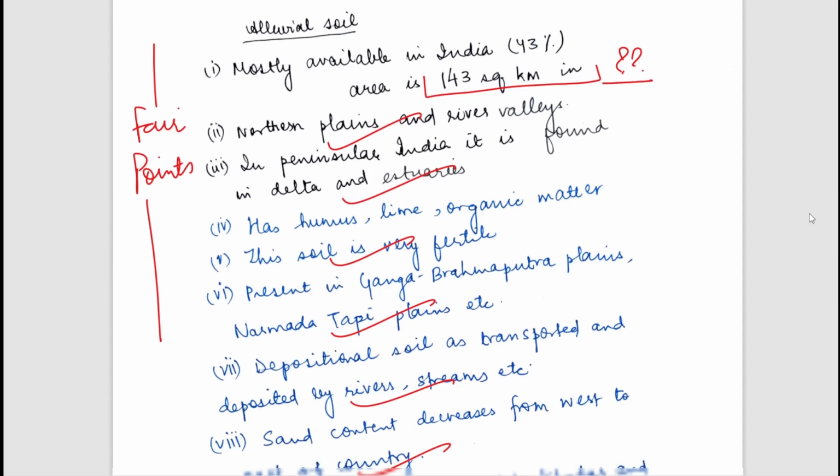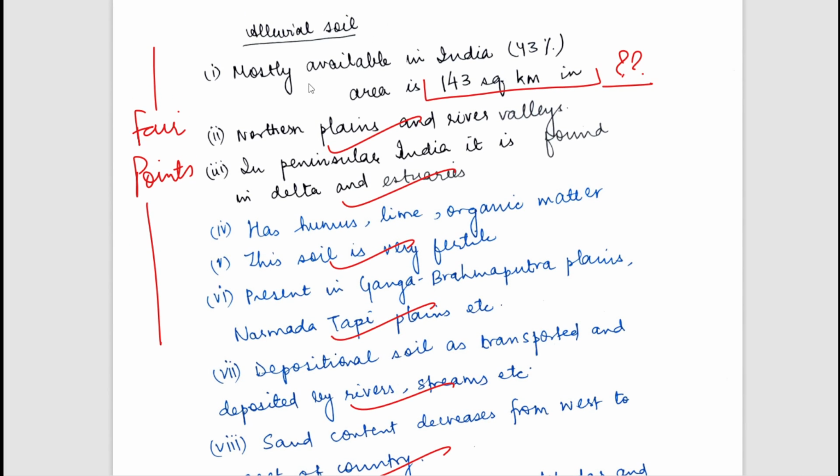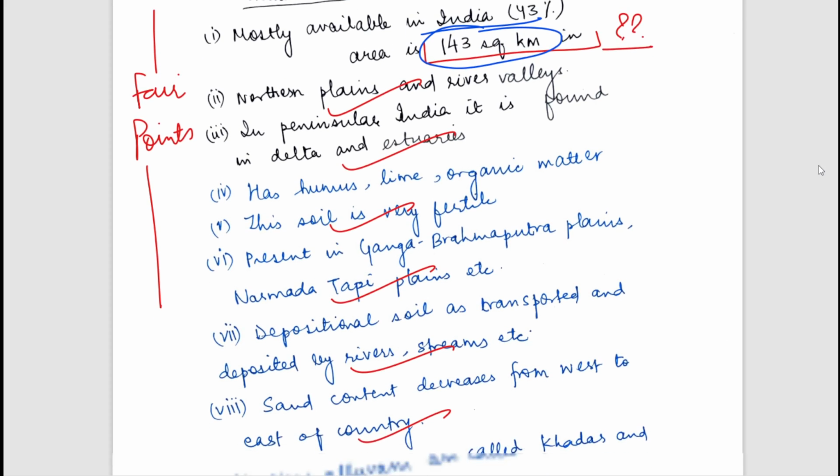Now the student has mentioned alluvial soil, that it is mostly available in India, that is 43%. And I don't know what 143 square kilometer has been mentioned here. Is it area or what? But I think this should be checked off. That is why I have marked a question here for the student.